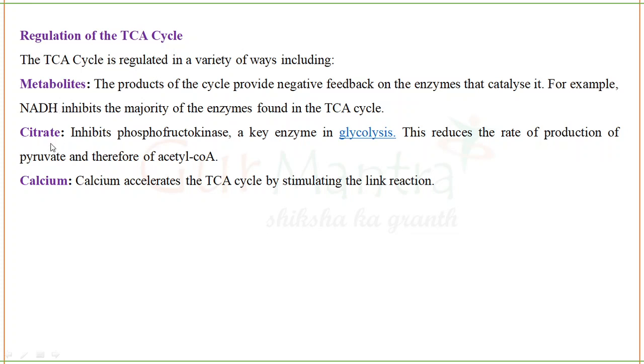Next, citrate. Citrate is an important compound that can inhibit phosphofructokinase in glycolysis. Also, this reduces the rate of production of pyruvate and therefore of acetyl-CoA. Calcium can accelerate the TCA cycle by stimulating the link reaction. Okay, so these are the regulations. Remember these regulations because based on the regulations, they'll definitely ask you questions.